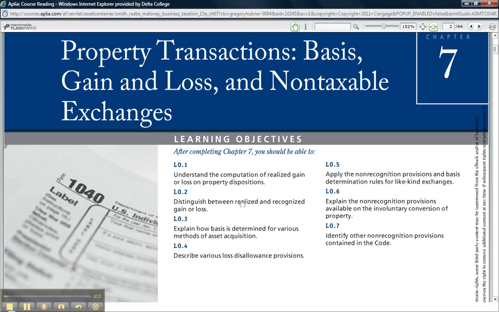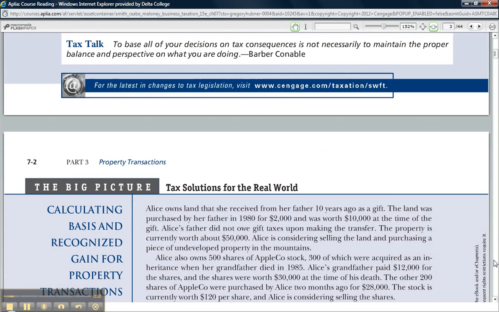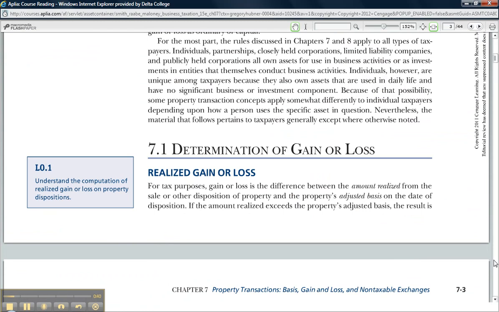talk about what's the difference between realized and recognized gains and losses. How do you determine basis in the gain-loss transaction? Some various disallowance provisions for losses, and something called like-kind exchanges. We're going to ignore learning objectives 6 and 7. So let me scroll down to learning objective 1.